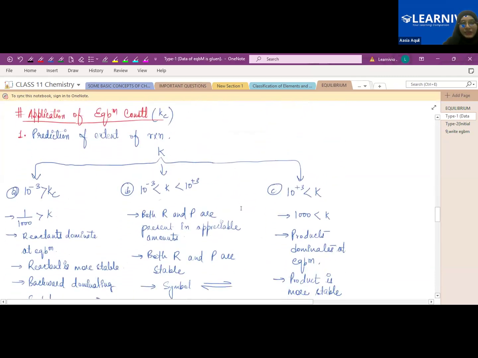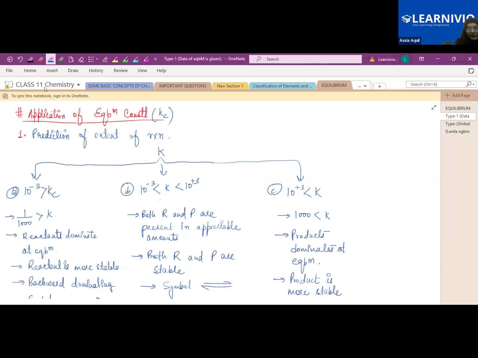Okay, now see the applications of the equilibrium constant. What are the applications of the equilibrium constant? The first application is the prediction of the extent of reaction. Prediction of the extent of reaction means whether the reaction will occur in the forward direction or in the backward direction, whether the reactants will dominate at equilibrium or the products will dominate at equilibrium. Which one is more stable? So we can predict the extent of reaction using the equilibrium constant.